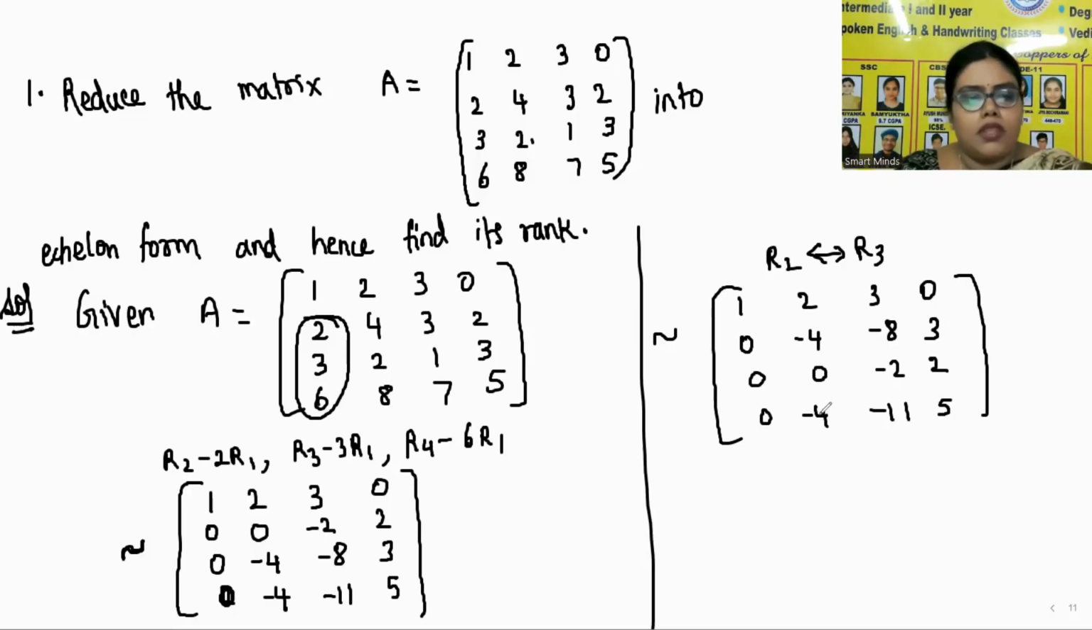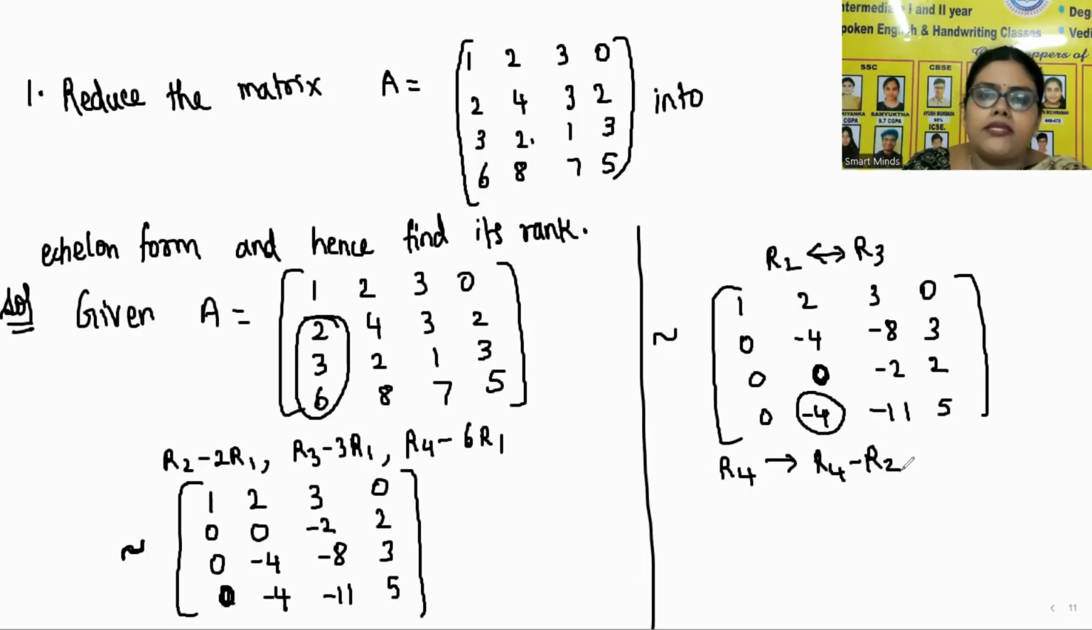Okay. Now what we are doing is, here you got a 0. Below that also I want a 0. So I am making this element as 0 now. So how can we make this element as 0? I can subtract this from the second row. Here also you have minus 4. In the second row also you have minus 4. If we subtract these two, it will become 0. So what transformation I should take? R4 is R4 minus R2.